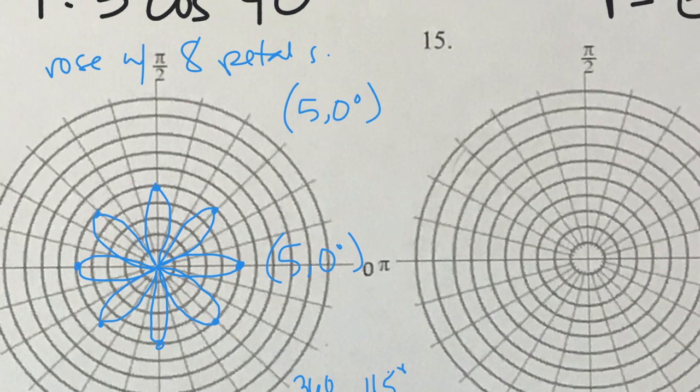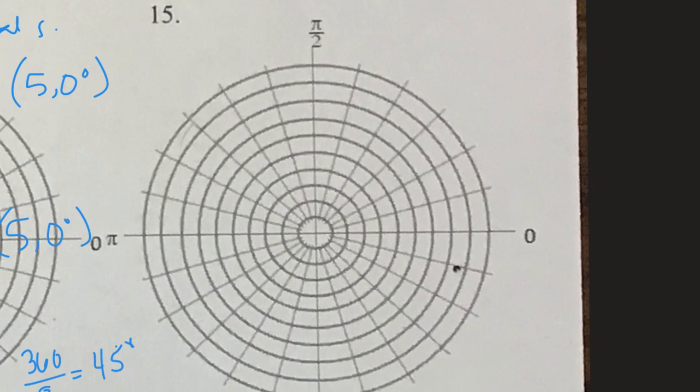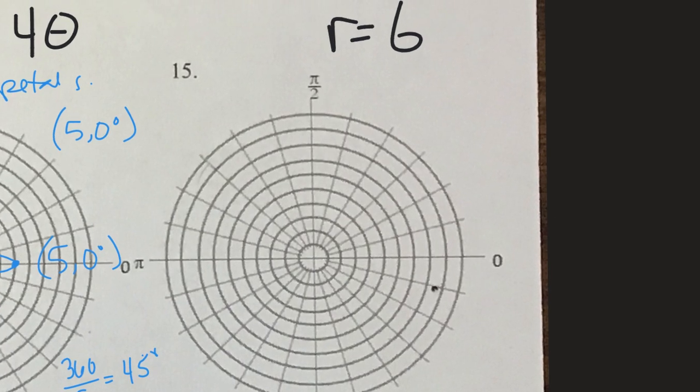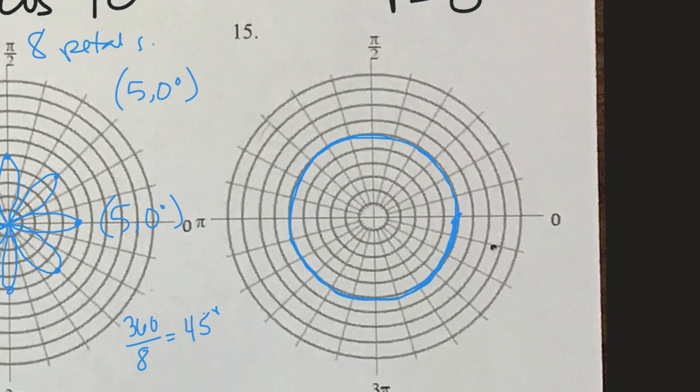Okay, our next one, r equals 6. That means that we have a circle with a radius of 6. So 1, 2, 3, 4, 5, 6. Here's your 6 radius, and you just trace all the way around the origin as best you can. I know tracing is hard. So there's your circle with a radius of 6. Nothing else to do.